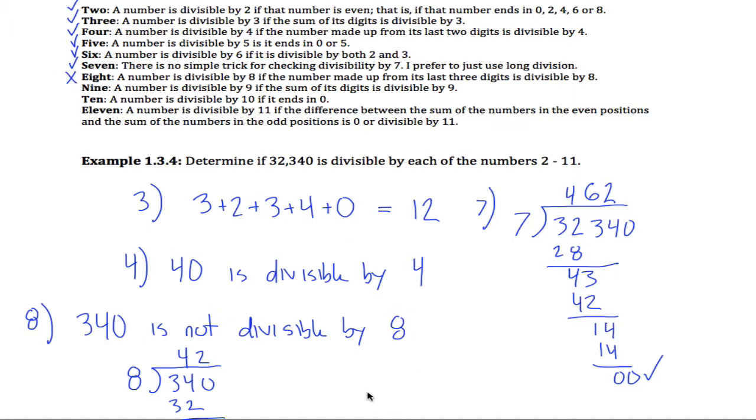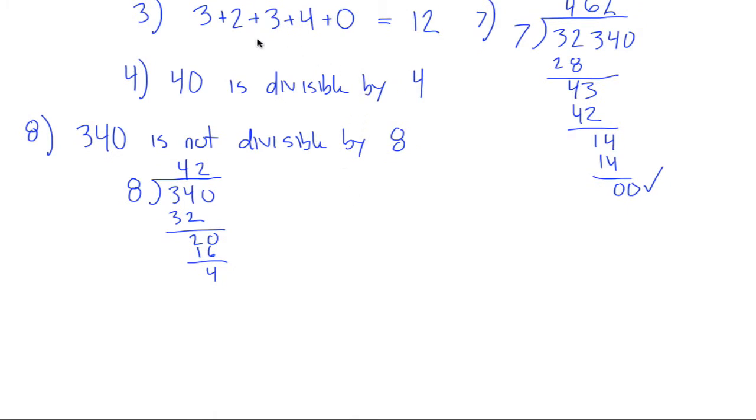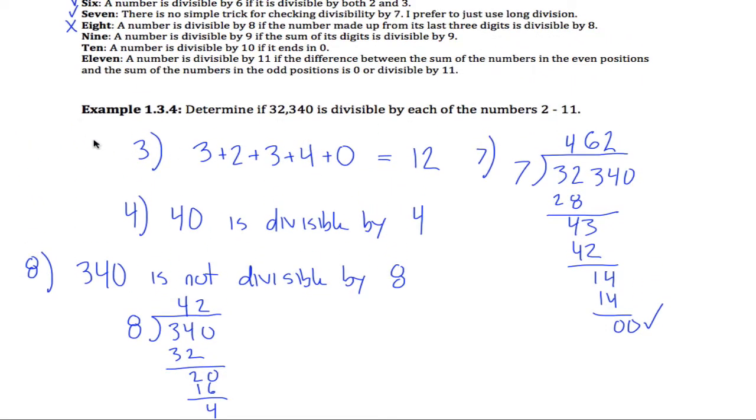9. A number is divisible by 9 if the sum of its digits is divisible by 9. So again, we can go back here. I guess we can use this same sum for both 9 and 3. If I add up all the digits, I get 12. 12 is not divisible by 9, so this number is not divisible by 9. 10. A number is divisible by 10 if it ends in a 0. This number ends in a 0, therefore it is divisible by 10.